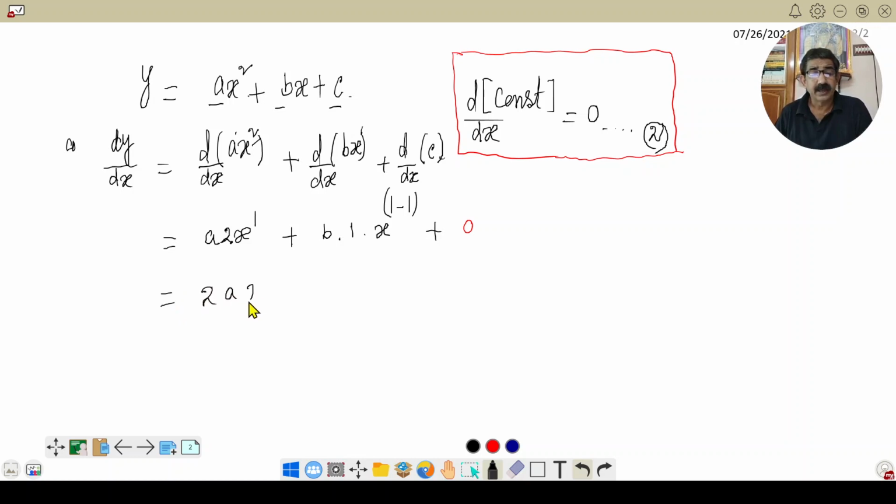So this is equal to 2ax plus b into x to the power 0. That means it's equal to b into 1, plus 0. That is equal to 2ax plus b. Okay.